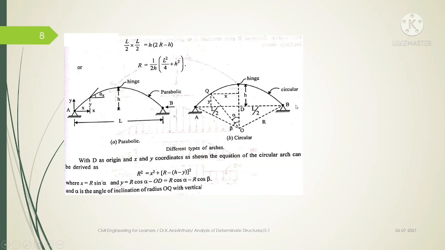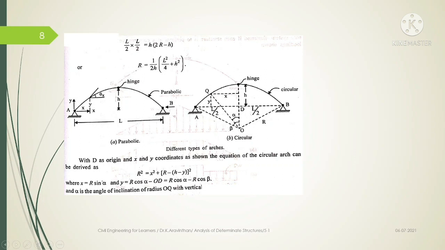And if your arch is circular, you can use a different formula in order to find the radius. The radius for a circular arch will be 1 by h into L square by 4 plus h square, where h is the distance between this imaginary horizontal line and the hinge, that is at the crown. So this is the h and the L. L is the total span of the arch. If you know these two components, you can find the radius of the arch.